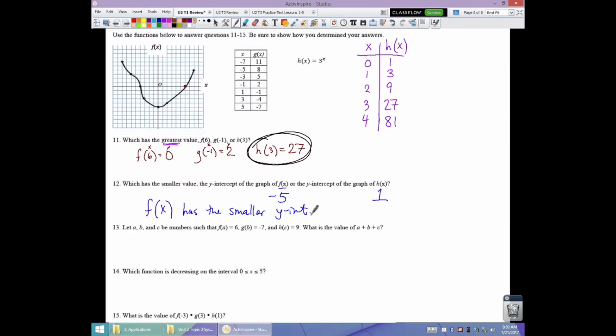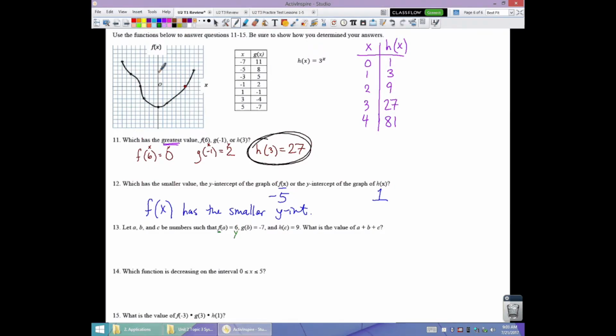Let a, b, and c be numbers such that... Now this is the one people usually have such a hard time with. We don't know a, b, and c. They are the x values that result in these indicated y values. So meaning, if I want f of a to equal 6, I need to go to the f graph and find where the y value is 6.